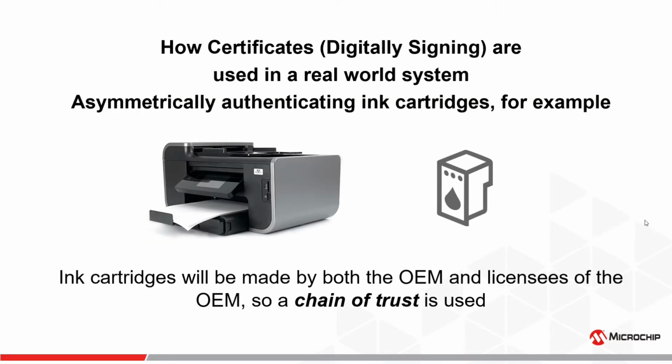Let's look at how certificates are used in a real-world system. Let's look at the example of asymmetrically authenticating ink cartridges, for example. These ink cartridges will be made by both the OEM and licensees of the OEM. So we'll need a chain of trust because you'll have two different manufacturing sites creating ink cartridges, and both ink cartridges need to be authenticated. In this case, you'd never want to use a symmetric key because you would have to share that symmetric key with your licensee, and you would have no way of knowing how well that licensee would protect that key.